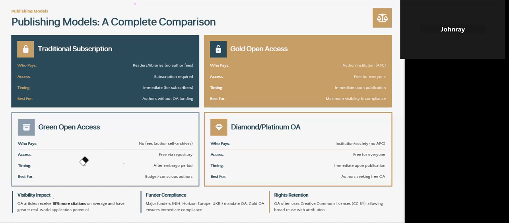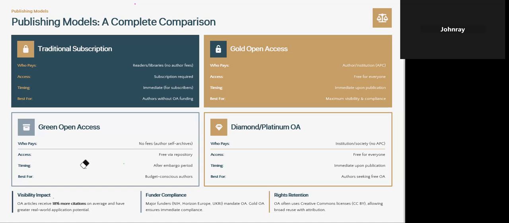Then the diamond or the platinum open access. With this one, your institution has subscribed to it, and you are not going to pay anything. It is going to be free. Some universities have subscribed to some journals, and they will make it open access because the institution or your society has been put on it. And it also goes out immediately. Immediately they publish it, it's released to the public to access freely.